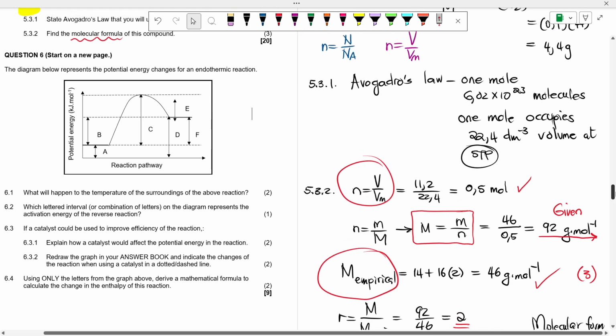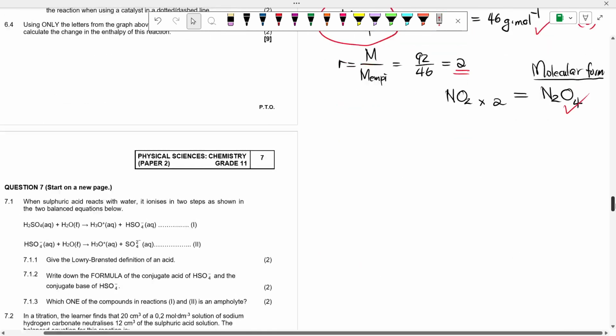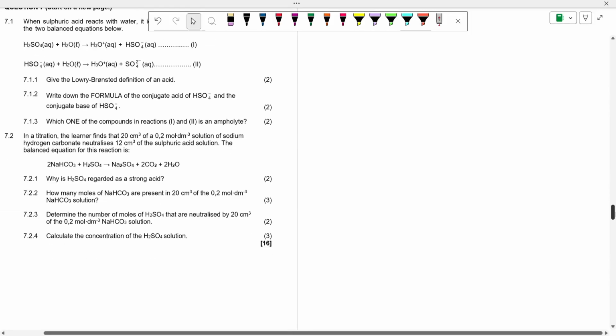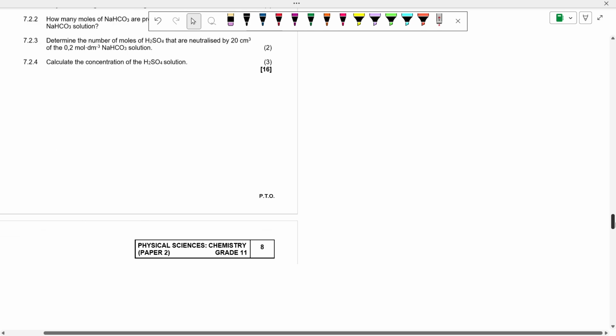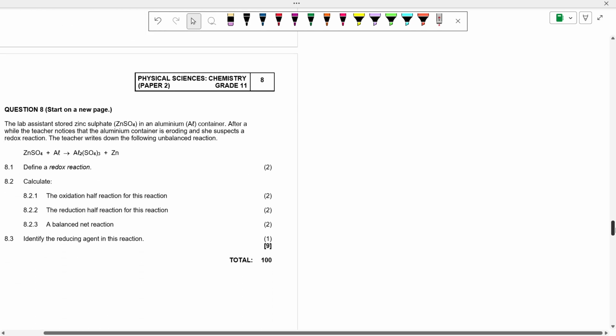Then this question again is on endothermic and exothermic reactions. I believe this one should be simple. We already talked about it, so I'm just gonna skip that one. Let's see if there's any difficulty on this acids and bases. I know what, maybe let's go to the last question, see what we can do, because it's short, it's 9 marks, and maybe we can try to finish off the acids and bases question.